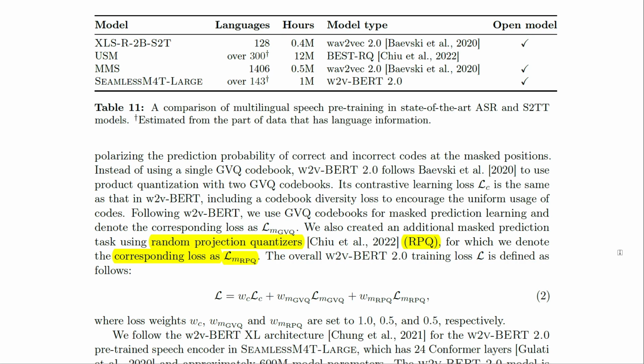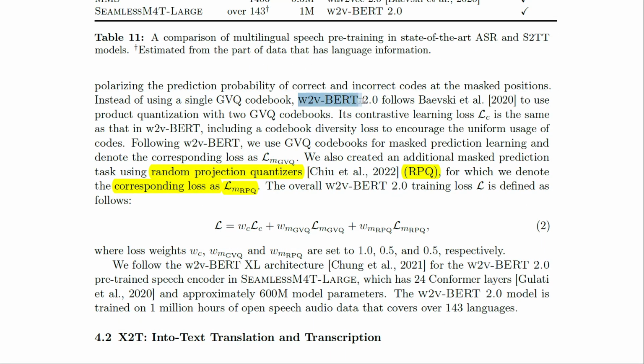At the heart of SeamlessM4T Large lies the w2v-BERT 2.0 pre-trained speech encoder, following the w2v-BERT XL architecture. The powerhouse boasts 24 conformer layers and a staggering 600 million model parameters. It's been meticulously trained on a vast dataset comprising 1 million hours of open speech audio spanning 143 languages.